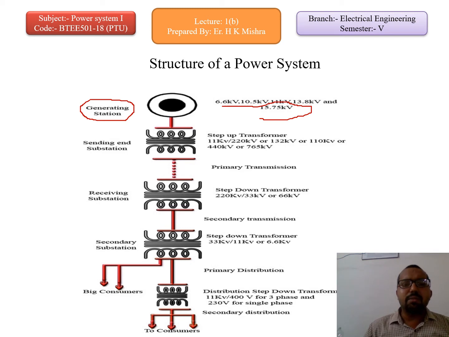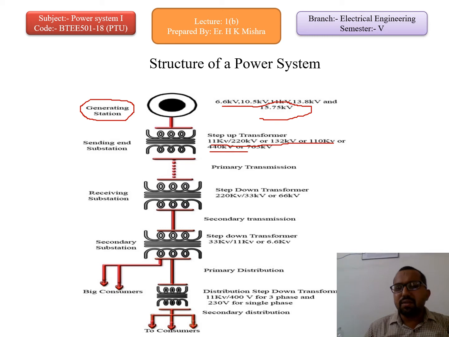Then in the sending-end substations, we use a step-up transformer that will step up the level of voltage. Like we have 11 kV in the generating station, so we use a step-up transformer from 11 kV to 220 kV, like 132 kV and 110 kV or more than 100, like 440 kV and so on, to raise the voltage level from 11 kV to that particular range of the transmission network.